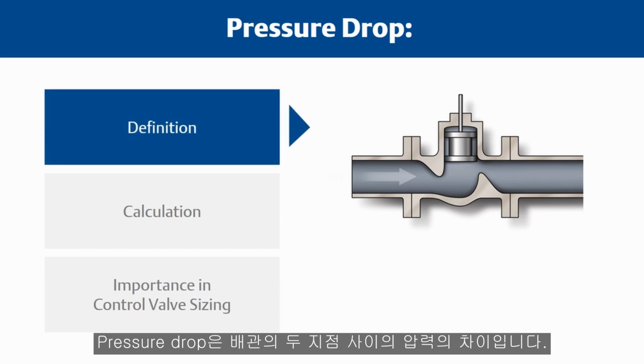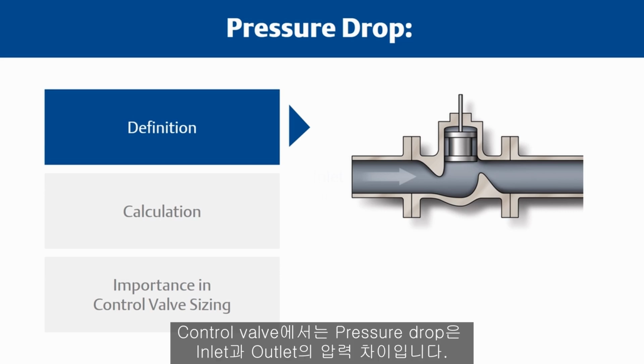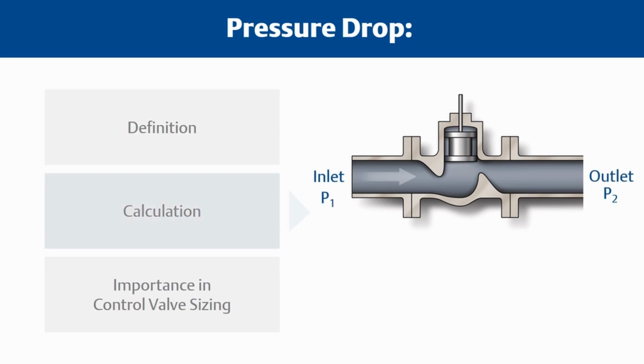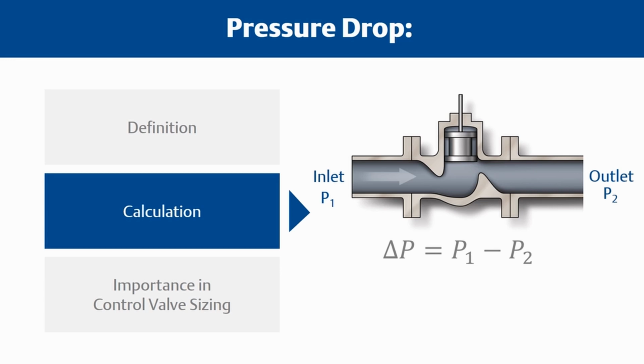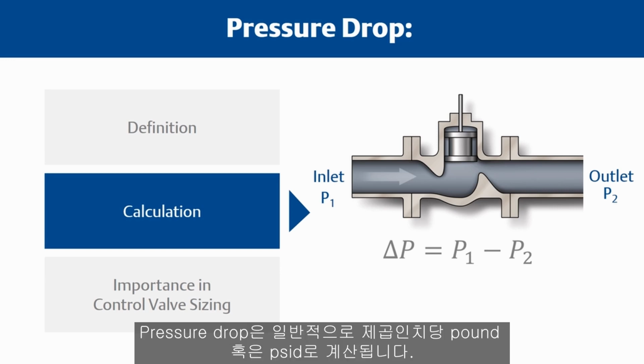Pressure drop is the difference in pressure as measured between 2 points in a pipe with flowing fluid. For a control valve, the pressure drop is the difference between the inlet pressure and the outlet pressure. It varies with flow. The calculation for pressure drop looks like this: delta P equals P1 minus P2. The pressure drop is usually measured in pounds per square inch differential, or PSID.